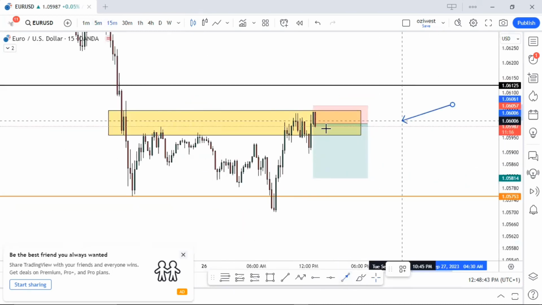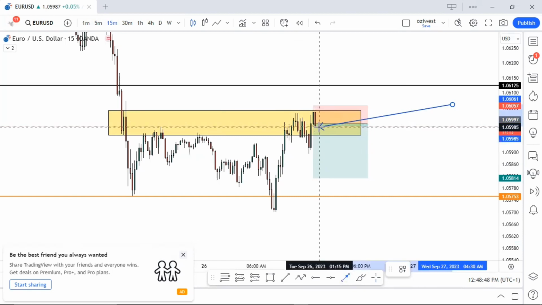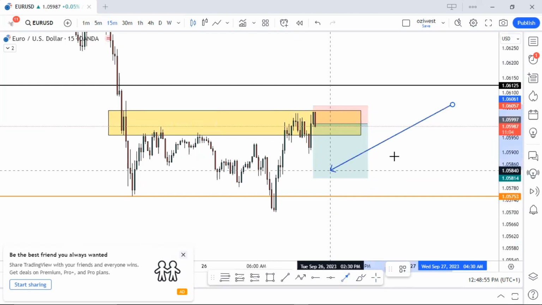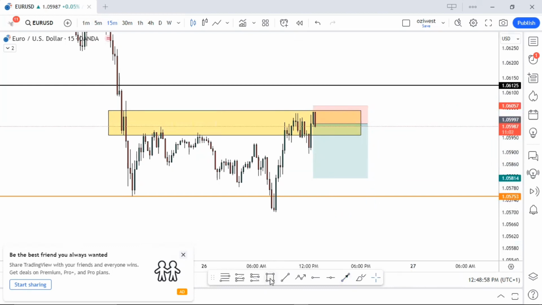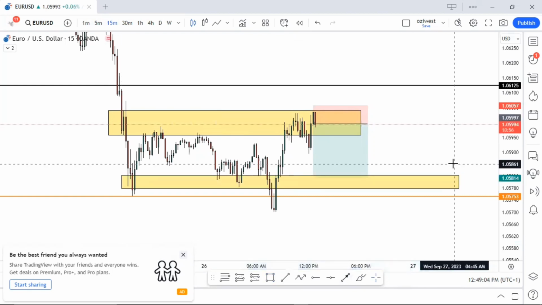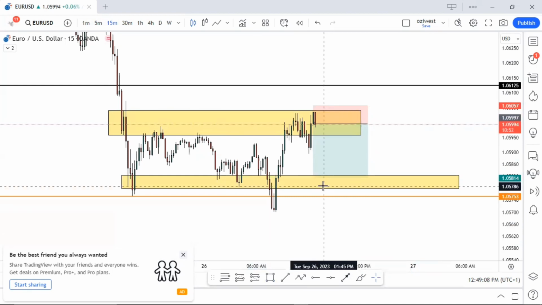If this current 15-minute candlestick closes with a bearish engulfing candlestick, forget it. This thing is melting. The reason why my take profit is somewhere there is because of this. We have this support here.